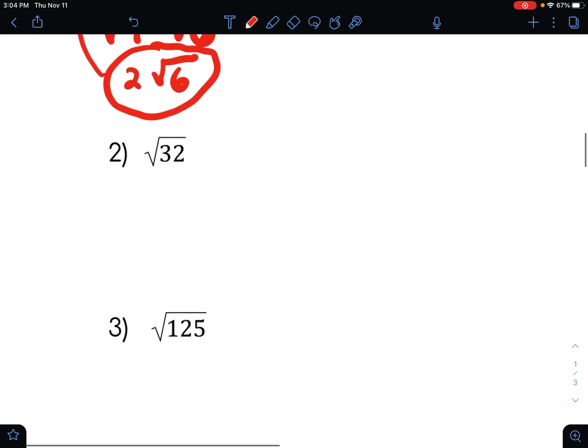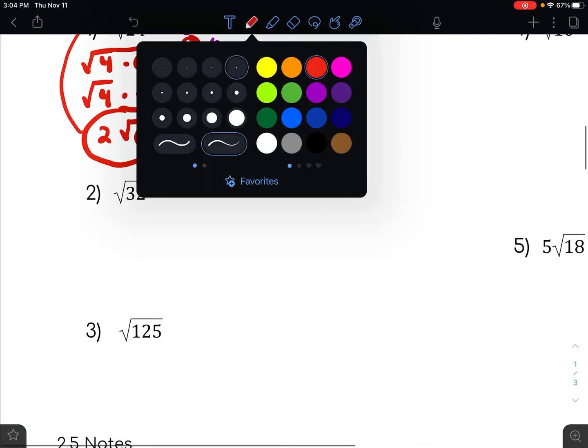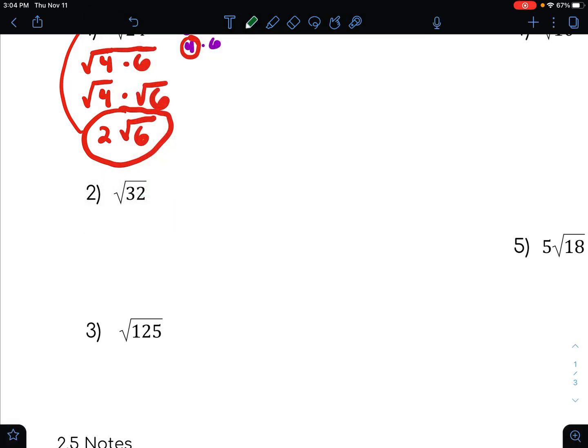Okay, I'm going to go through some of these others maybe a little bit faster. With 32, factors of 32 might be 1 times 32, 2 times 16, and let's see, 3 doesn't, but 4 times 8. I think that's it, right? We're looking for any of these that are perfect squares. In this particular case, we actually have a couple perfect squares. 16 is a perfect square, and so is 4.